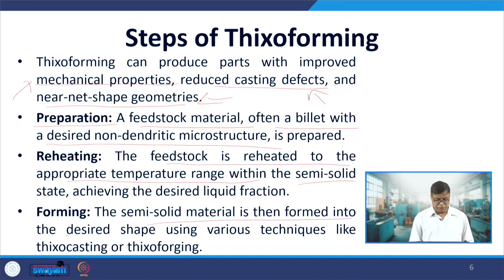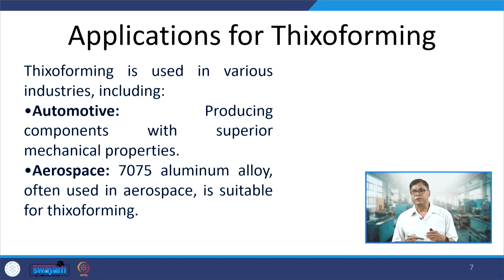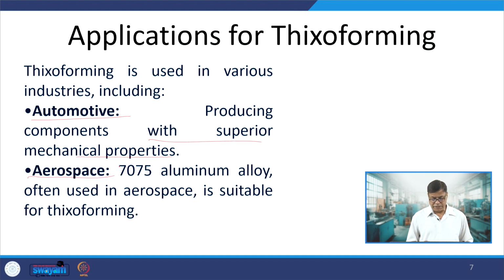So, semi-solid metal is then formed into various shapes using suitable techniques like thixoforging or thixocasting in order to get the products. So, this process finds numerous applications in the engineering industry because of its attractive feature of producing near net shape products, improved mechanical properties, and reduced post processing for realizing the desired dimensions. So, thixoforming is used in industries like automotive for producing components with superior mechanical properties, and it is also used in the aerospace industry for processing metals like 7075 alloy.